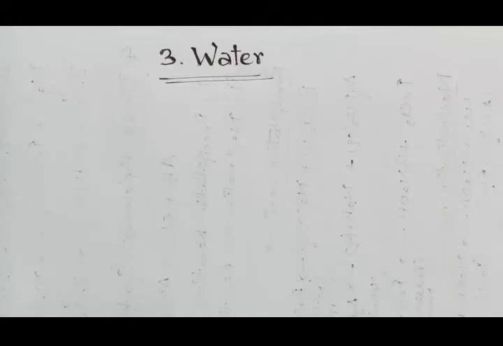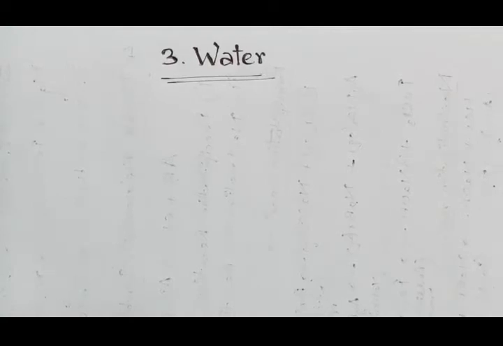Hello students, today we will start with the third chapter, that is water. The chemical name of water is dihydrogen oxide and its formula is H2O. This much idea you all have.